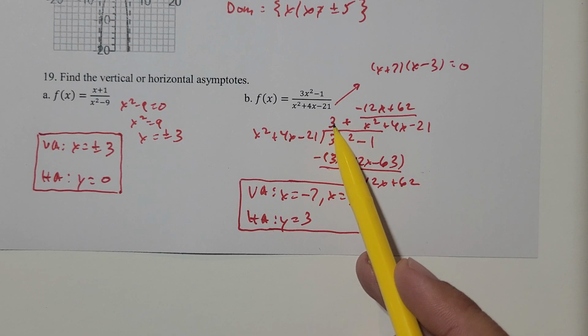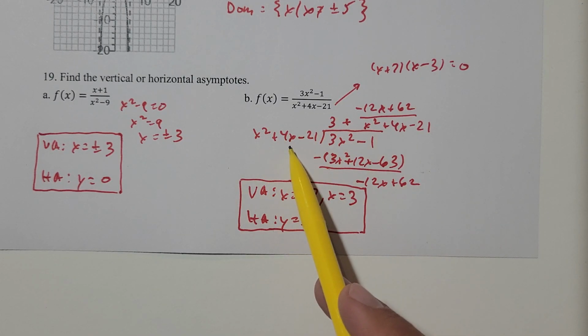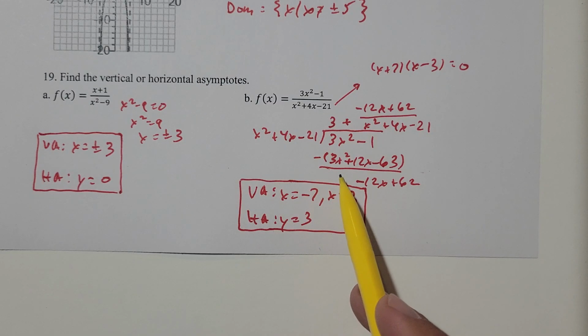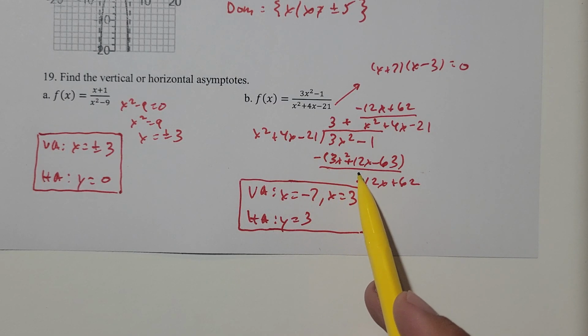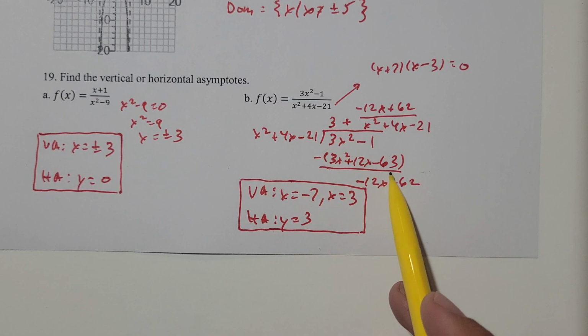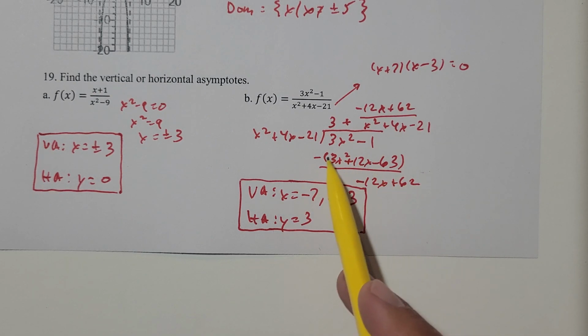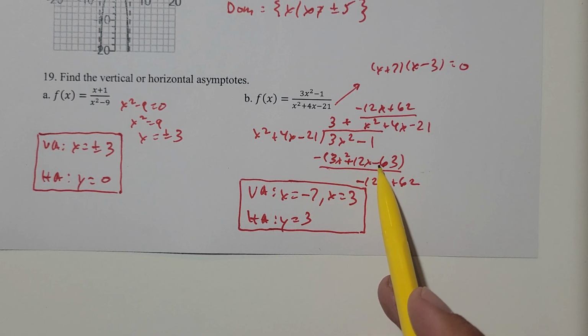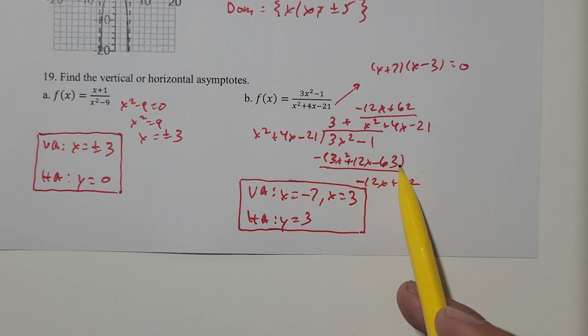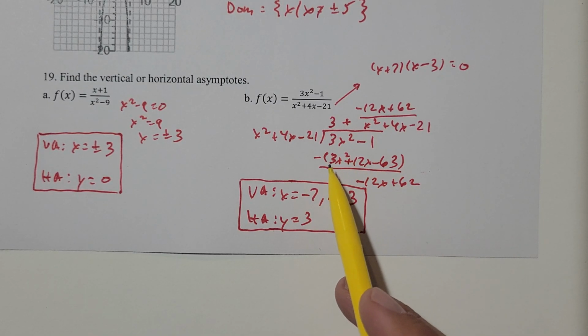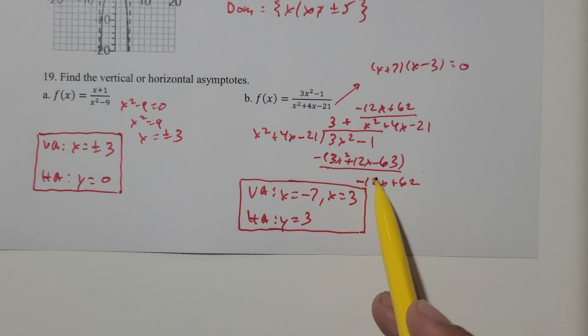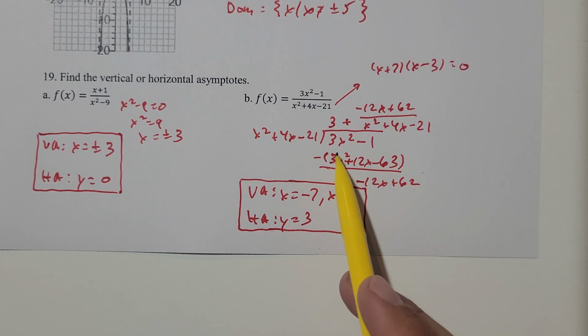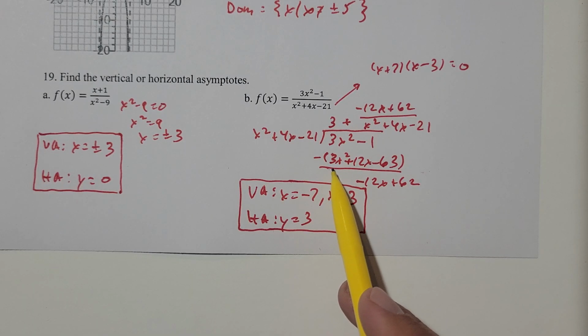If we have a 3 up top, 3 times x squared plus 4x minus 21, that'd be 3x squared plus 12x minus 63. We're subtracting those. Okay, so I can switch all the signs, or usually what I do is I'll throw a negative in front and have parentheses around the expression there. So 3x squared minus 3x squared, that's 0.